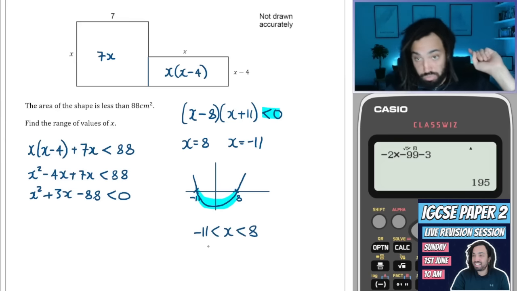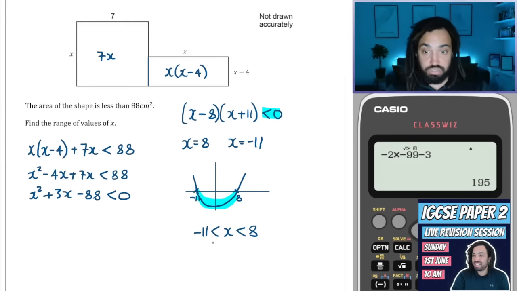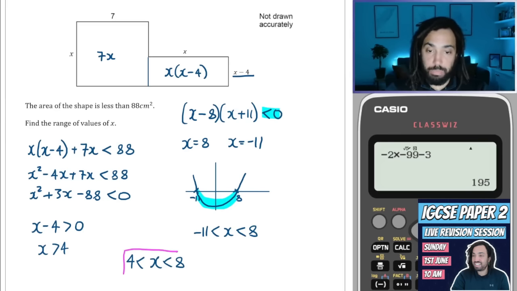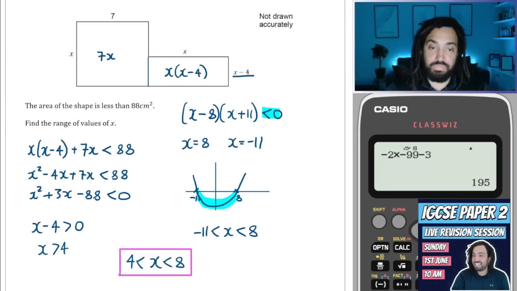But hold on, we have a non-negativity constraint. We can't have a negative x because x is a distance. In fact, this can't be negative. So x minus 4 needs to be greater than 0, which means x needs to be greater than 4 to stop that side being negative. So combining these two inequalities to get our final answer, x needs to be between 4 and 8. Bosh.